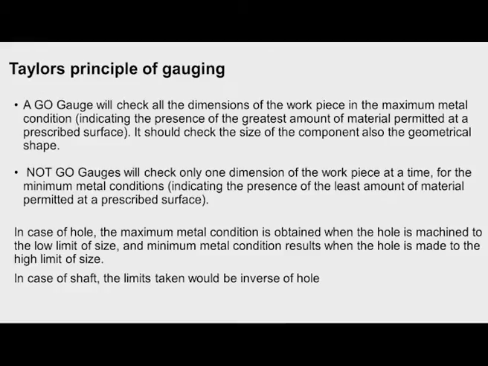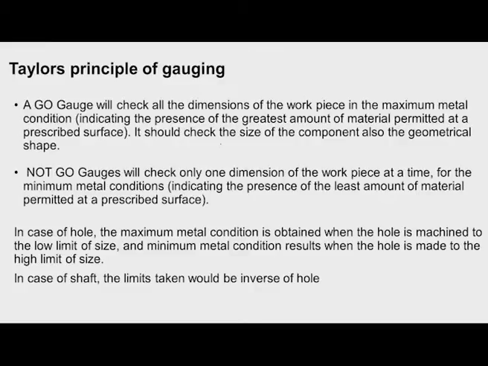Now we will start with Taylor's principle of gauging. Taylor has given some principles which are useful while designing gauges. The first principle is a GO gauge will have to check all the dimensions of the workpiece in the maximum metal condition, indicating the presence of the greatest amount of material permitted at a prescribed surface.